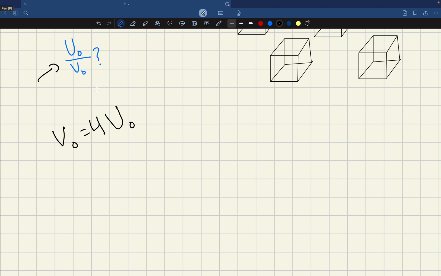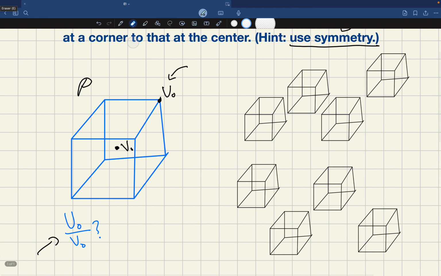What we've done is we've just rewritten V naught in terms of U naught, and then this gives you the answer instantly because U naught over V naught just becomes 1 over 4. And that's how we solve ratio problems. We don't look to actually find the value of each thing that we want the ratio of. We rather try and write them in terms of each other, and from that we can find the ratio directly. And that's what we're going to do here using some simple symmetry arguments.